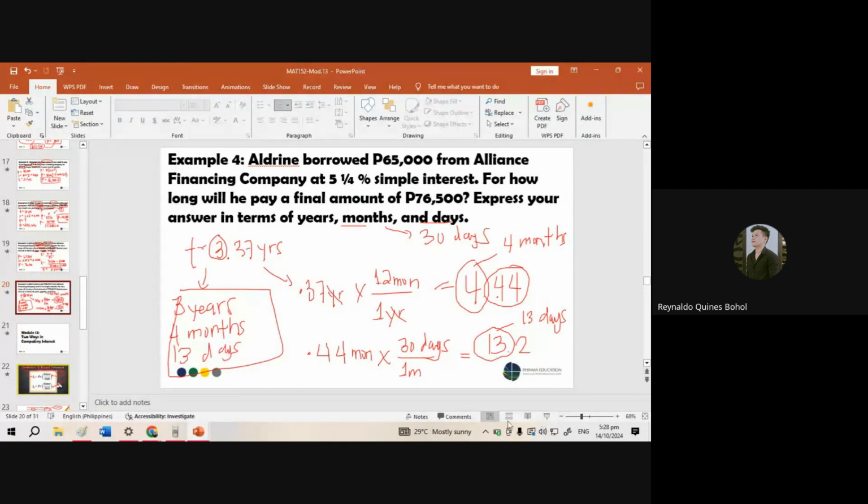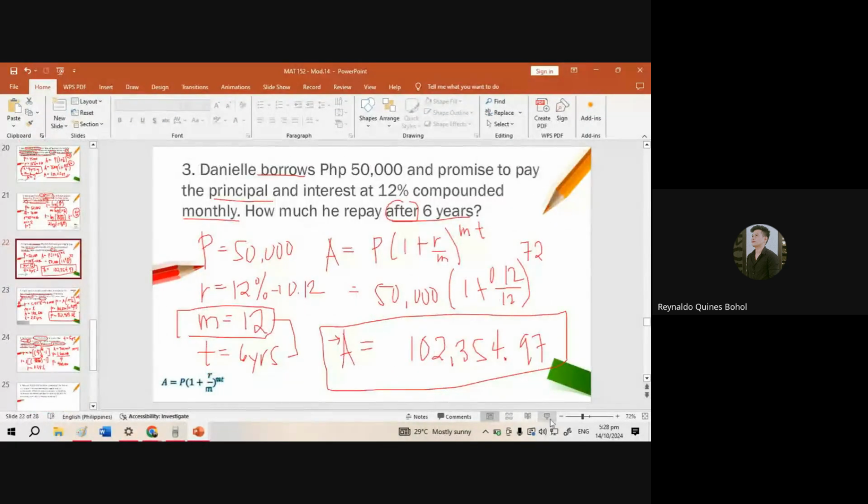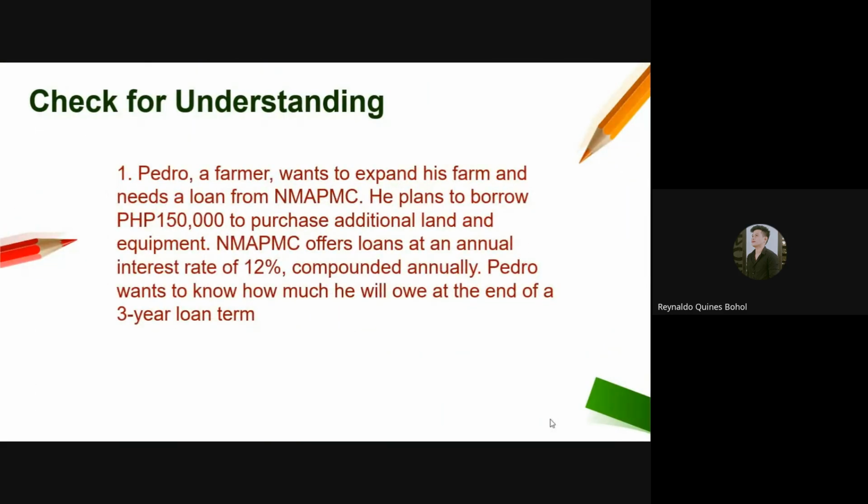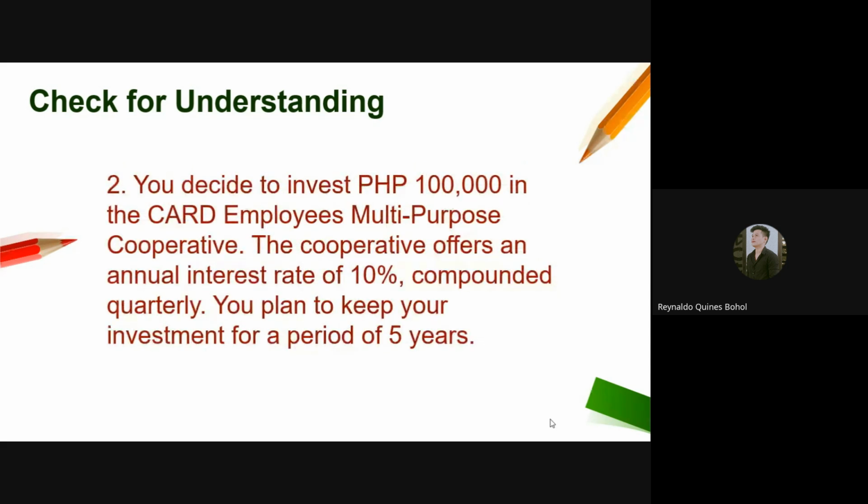So again, ito yung ipapas ninyo sa module 14, CFQ. Yan lang po yung sasagutan. Yung Pedro and you decide. Okay, 10 seconds for this for SS. 1, 2, 3, 4, 5, 6, 7, 8, 9, 10. Number 2, you decide. 1, 2, 3, 4, 5, 6, 7, 8, 9, 10.